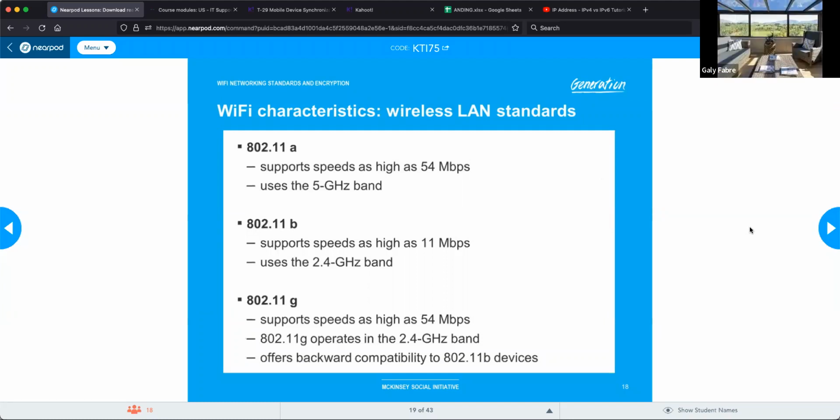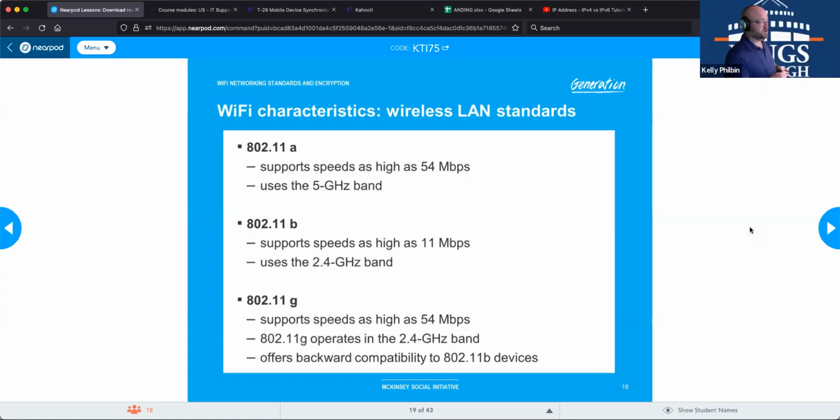I got a question. We're talking about devices. How would you know which device goes with which standard, A, B, or G? Like, if you introduce a device to that network, how would you know that it's not compatible, things like that?